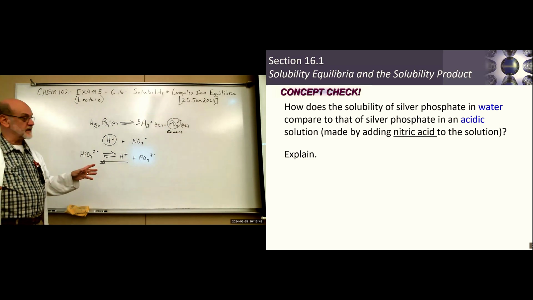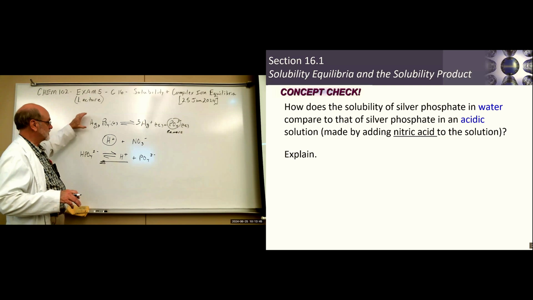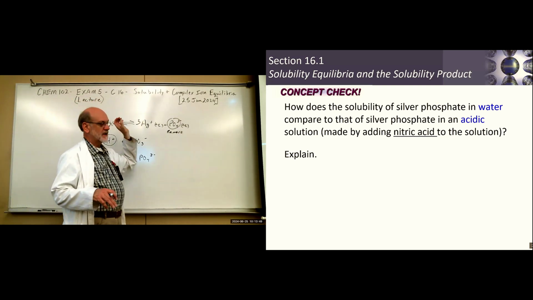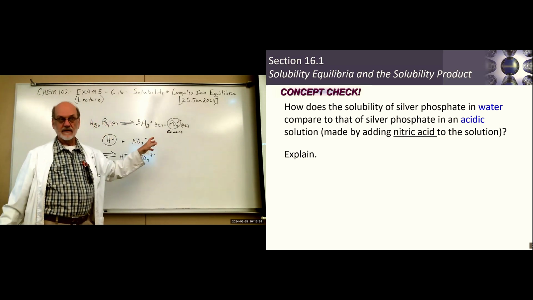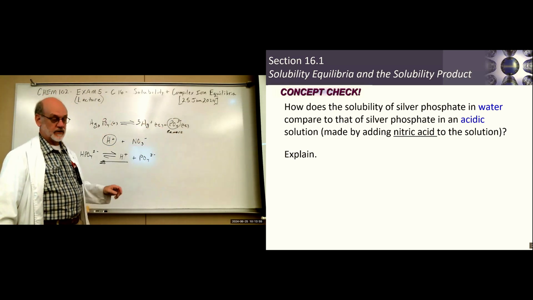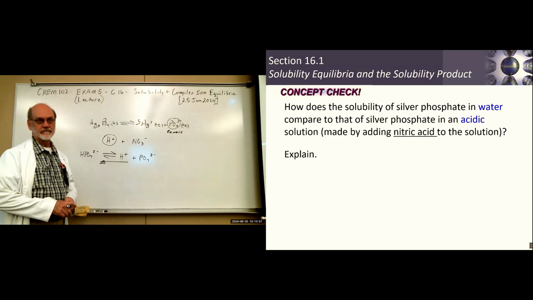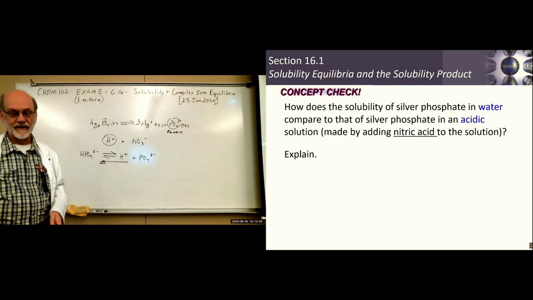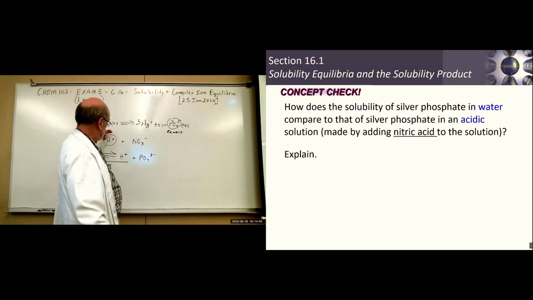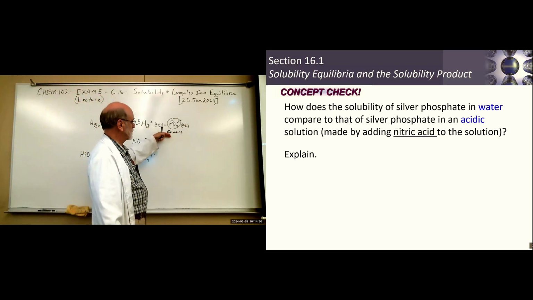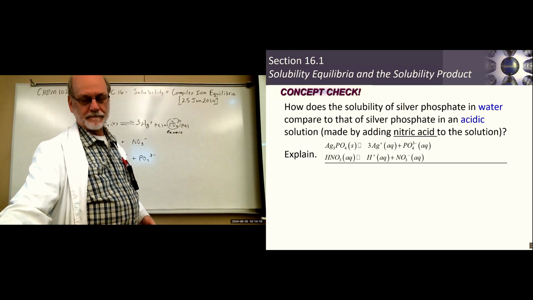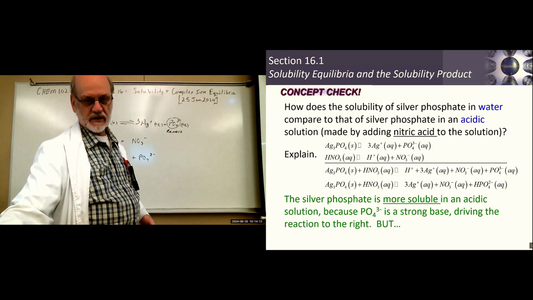So that's characteristic. Anytime you have a solid that produces a strong base as the anion, then all you have to do is add hydrogen ions and you'll increase its solubility. That's one way to increase solubility, if the anion in solution is a strong base. All right, so there we have the explanation.